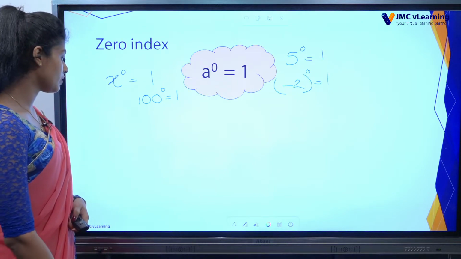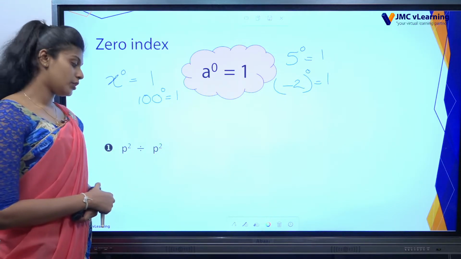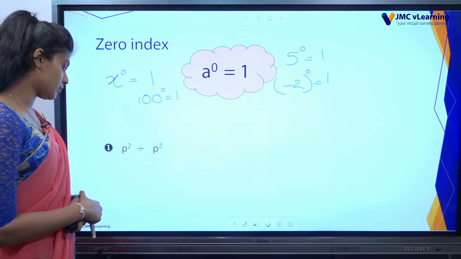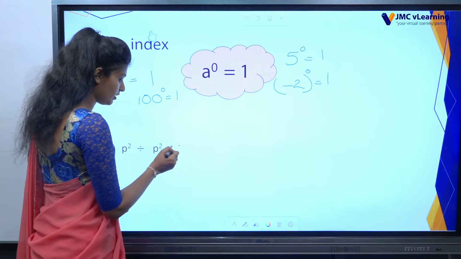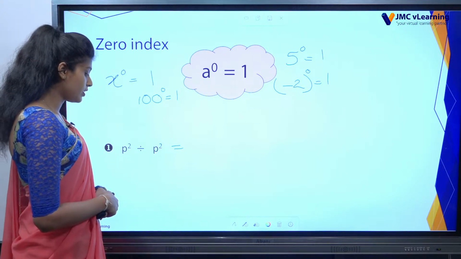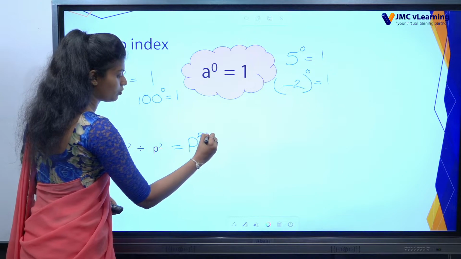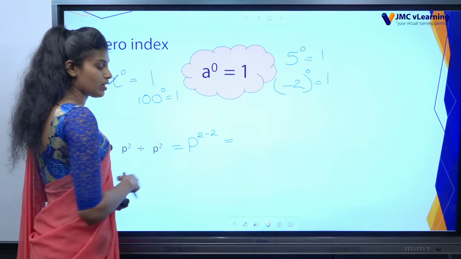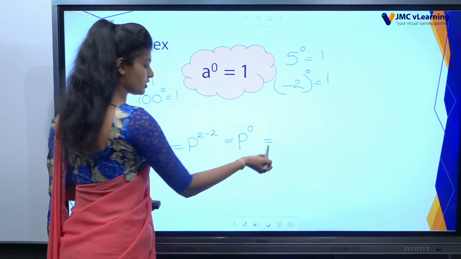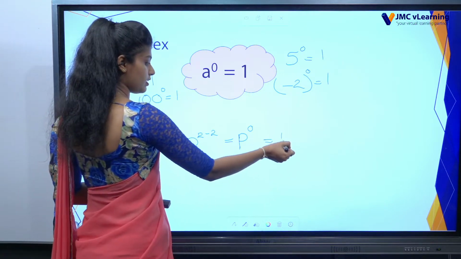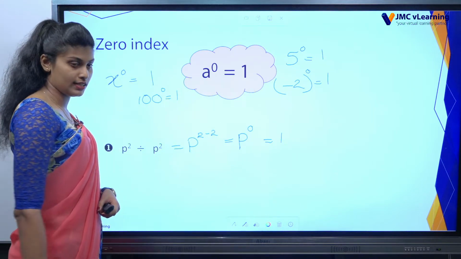Using this method, how can you simplify the answers? Let's see this example. P to the power 2 divided by P to the power 2. Then the bases are equal. You have to divide equal bases, which means you should subtract the powers, subtract all the indexes. P 2 minus 2. When you subtract 2 by 2, the answer is P to the power 0. Now you know the answer is 1. Then P to the power 0 is equal to 1. That means here 0 is the index.